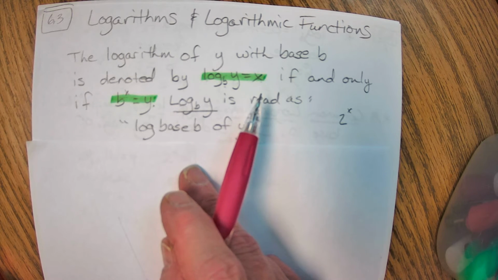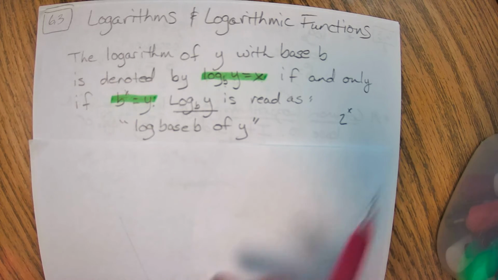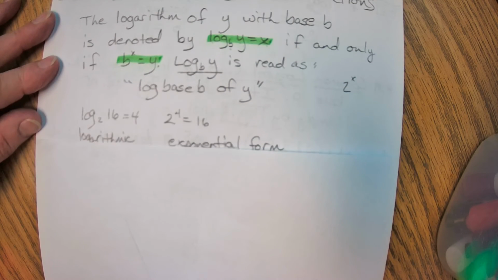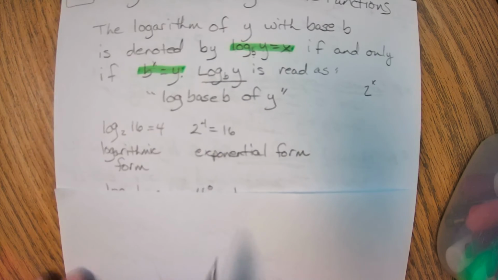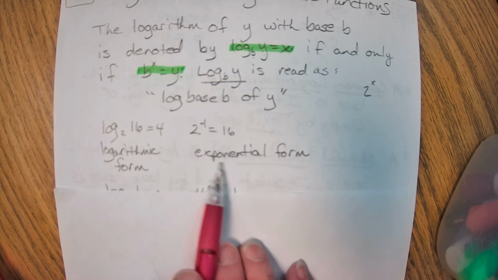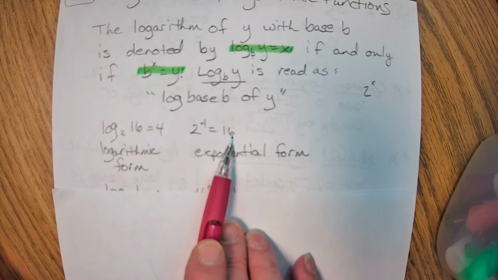Don't freak out that you don't understand this right away. You're going to understand it by the time we're done with this chapter, I promise. So let's start with this exponential form. 2 to the 4th equals 16. 2 to the 4th power equals 16.